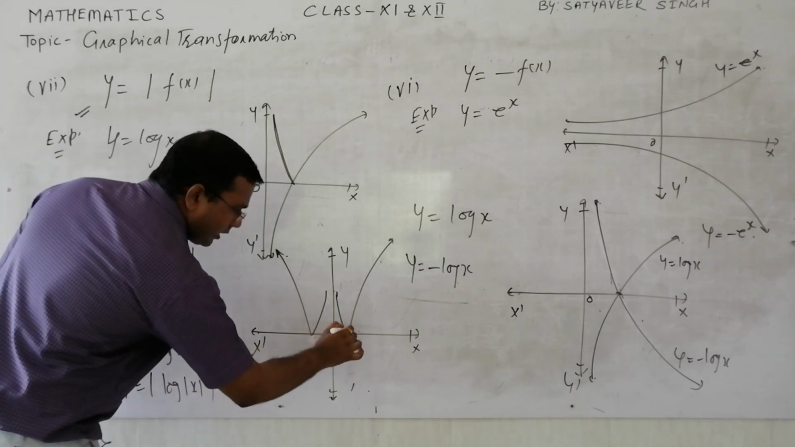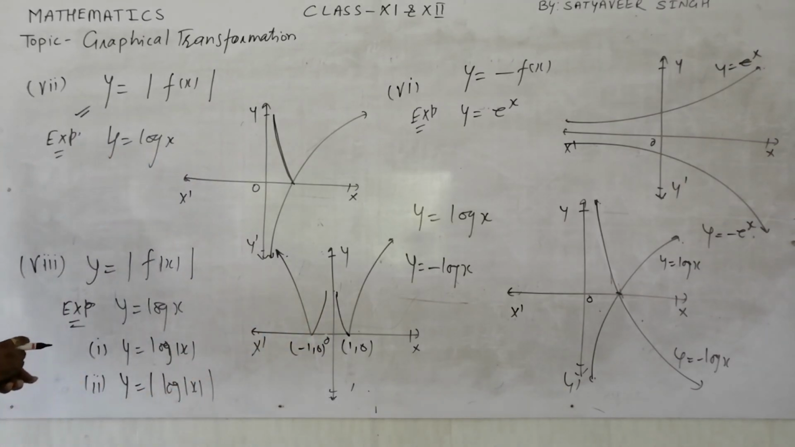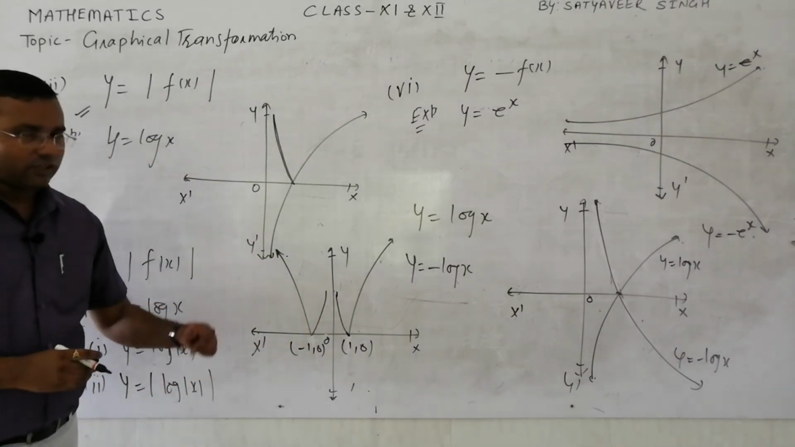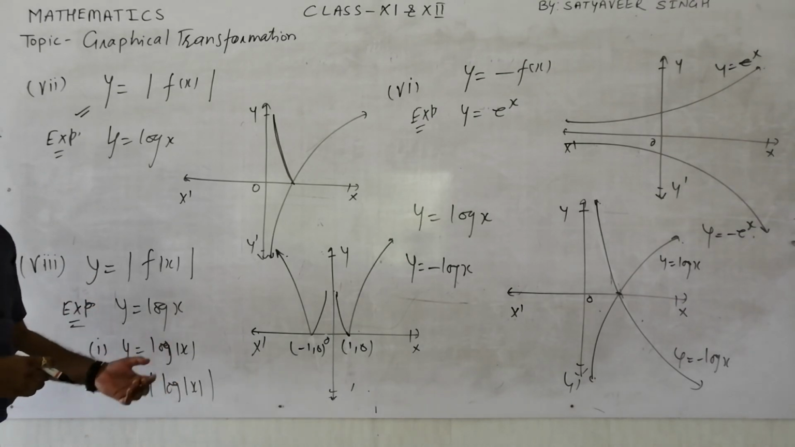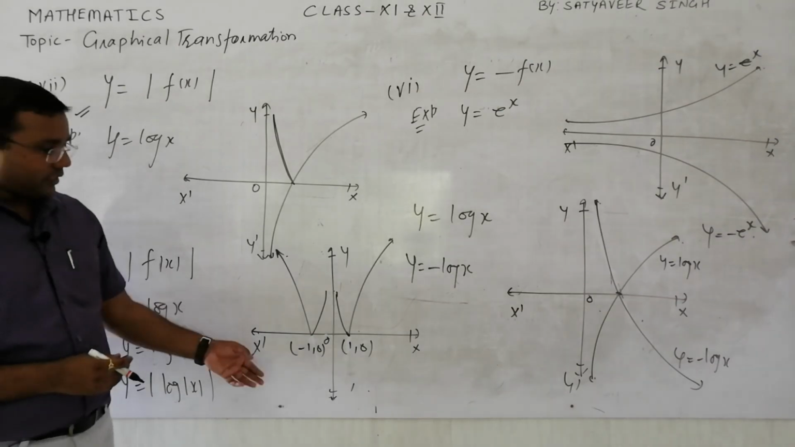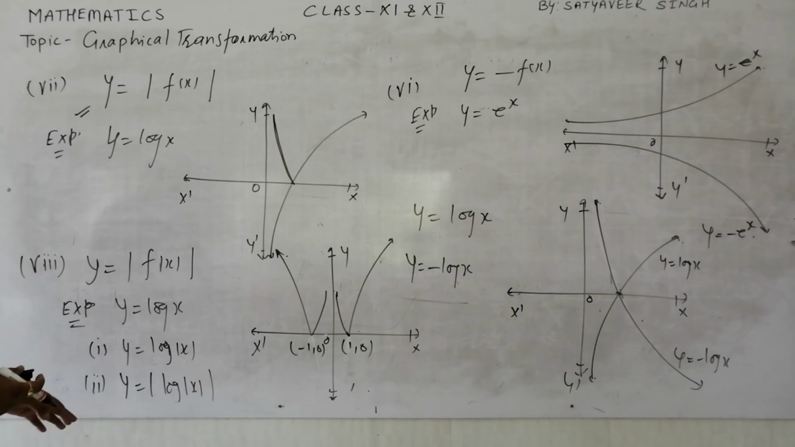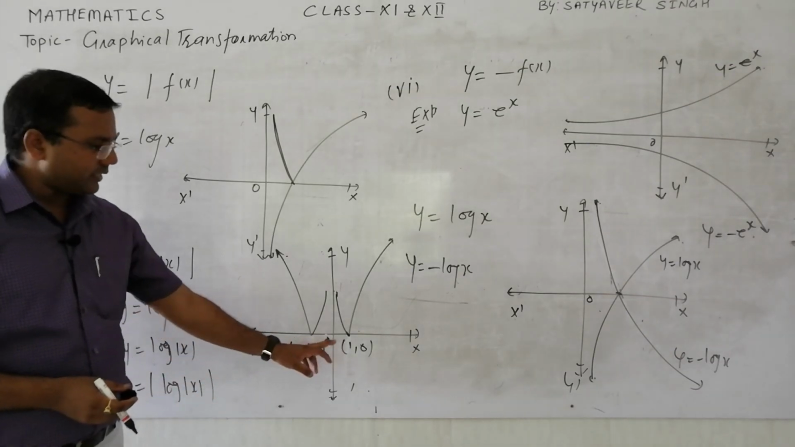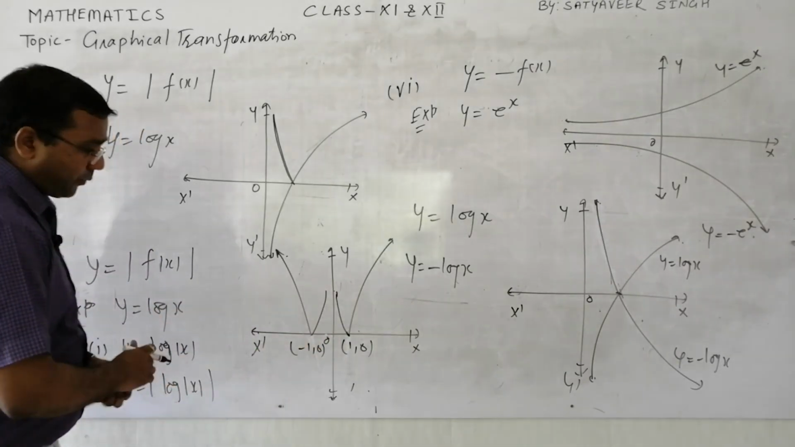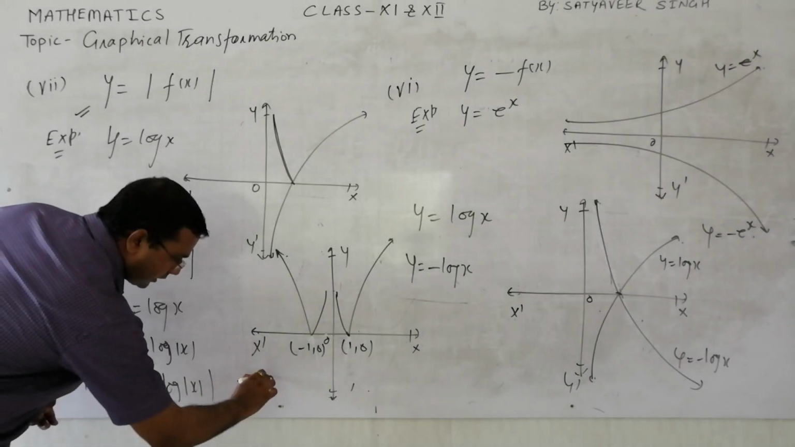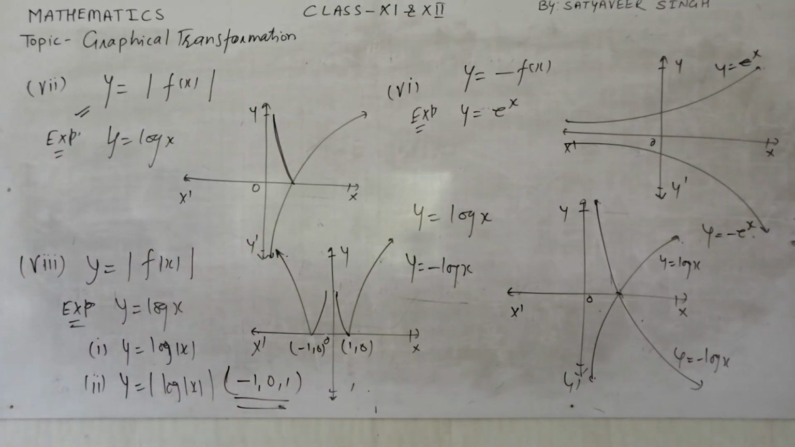here this is the point 1 comma 0, this is minus 1 comma 0. The question may be put up like whether this function y is equal to modulus log of modulus x is differentiable at minus 1, 0 or 1. Your answer definitely is no, because it has a vertex at 1 and minus 1 and is not continuous at 0. So at these three points, minus 1, 0 and 1, this function is definitely not differentiable, and it is not continuous at x is equal to 0.